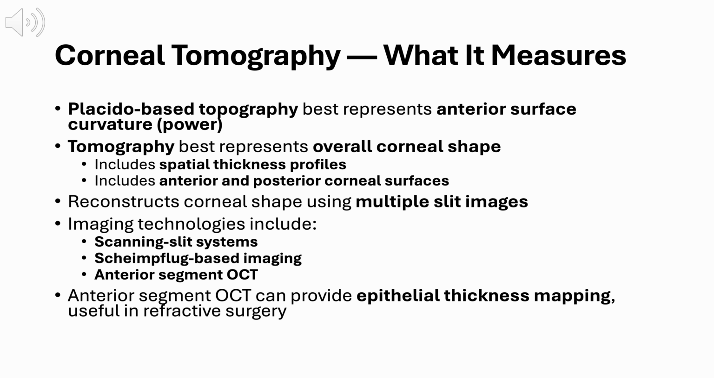It reconstructs the cornea in 3 dimensions, which means it includes spatial thickness profiles and directly measures both the anterior and posterior corneal surfaces. That posterior surface information is something topography simply cannot give us. Tomographic systems rebuild the cornea using multiple slit images, allowing a true structural reconstruction rather than an inferred surface map. The main technologies that do this include scanning slit systems, Scheimpflug-based imaging, and anterior segment OCT.